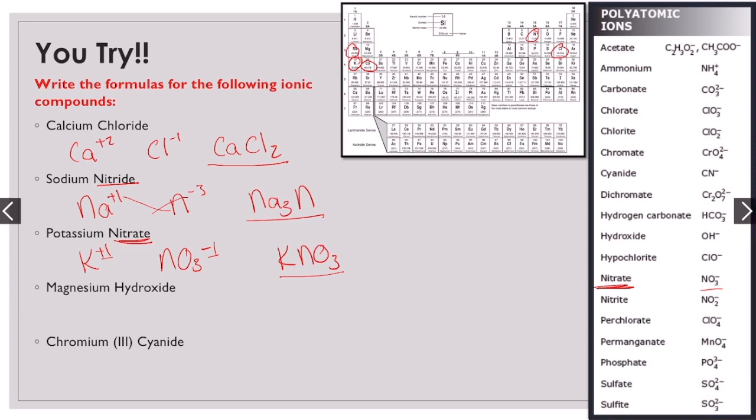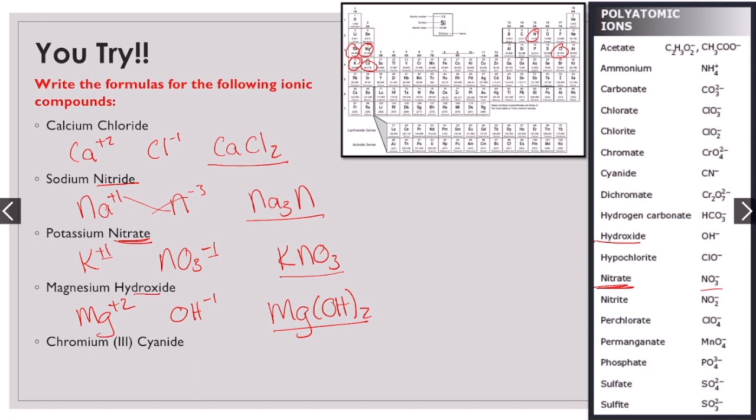All right. Magnesium hydroxide. Magnesium is right here. It's a group 2 metal, so it's got a +2 charge. And hydroxide is a polyatomic ion, so it's got an OH -1 charge. If we crisscross those, I end up with Mg(OH) in parentheses and then a 2. And that's my balanced formula for that.